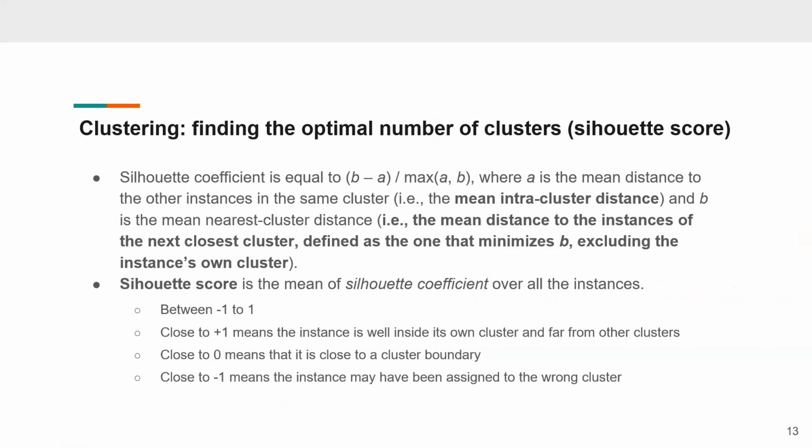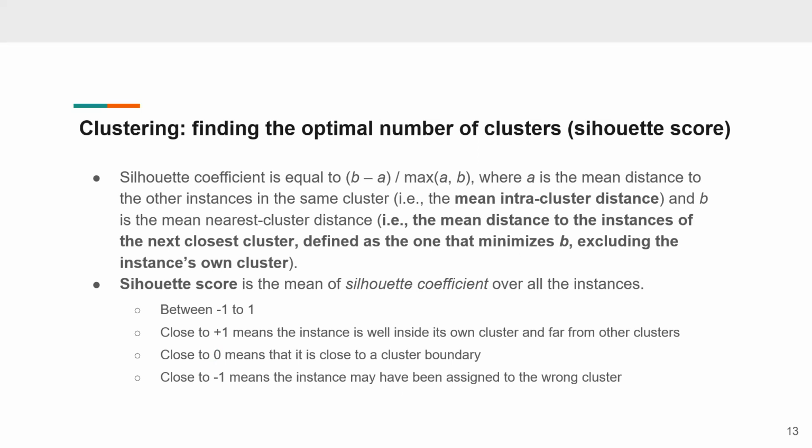So that's why we define something else, which is even better to look at than the elbow chart. It's something called the silhouette coefficient. It is equal to b minus a divided by max of a and b, where a is the mean distance to the other instances in the same cluster. So that is the mean intra-cluster distance. We call it intra-cluster distance.